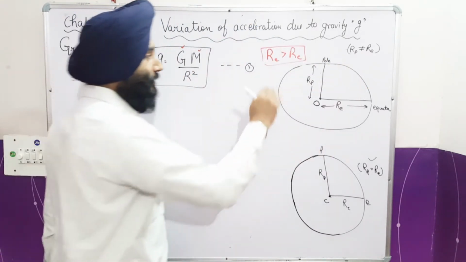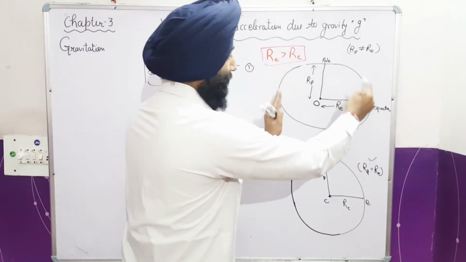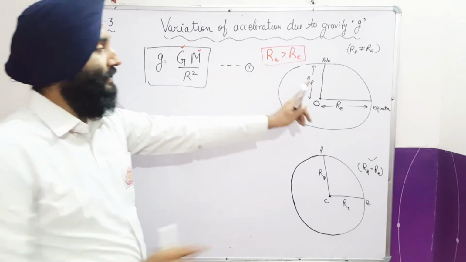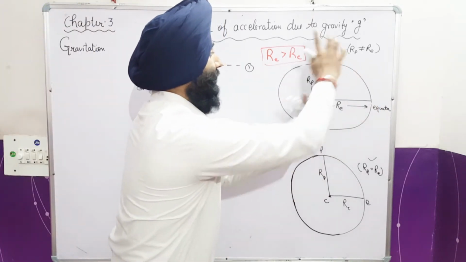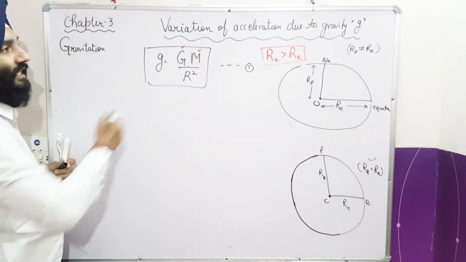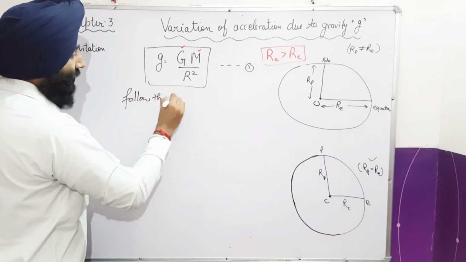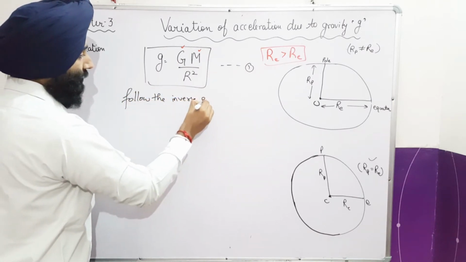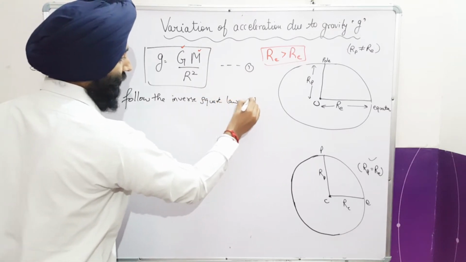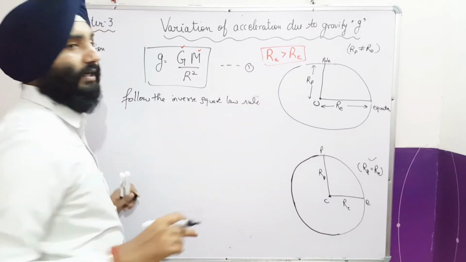It means it has a shape like this. The radius of the equator is greater than the radius of the pole. And you know that the value of acceleration due to gravity follows the inverse square law rule. Inverse square law.